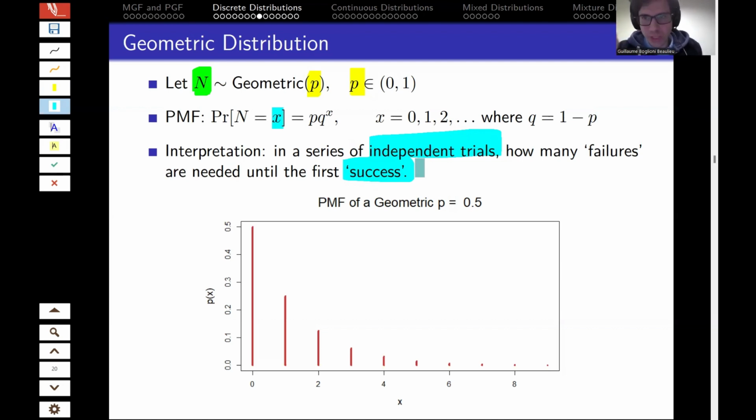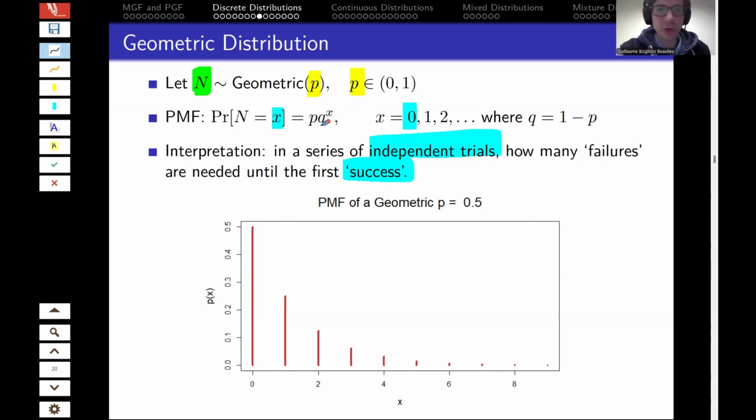Careful: with this interpretation, you can have the geometric be 0, because in a series of independent trials, each with probability of success little p, if the first one is a success, then you have 0 failures until the first success, in which case N equals 0. What's the probability that this will happen? Well, it's simply p, the probability that the very first trial is a success.